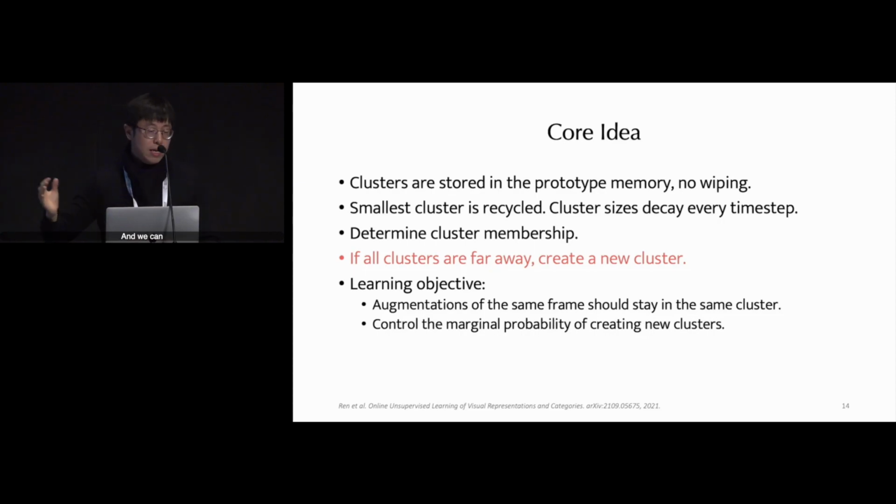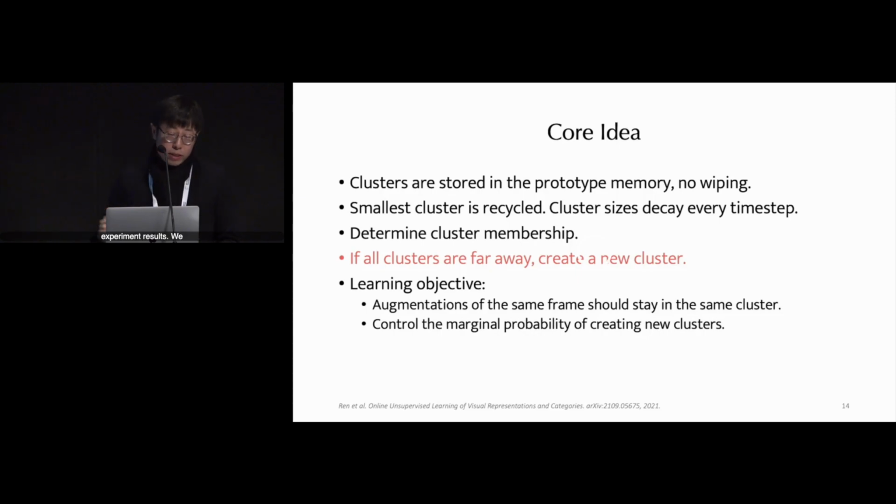And we can run EM to determine the cluster membership. And if all the clusters are far away from the current input, we're simply going to create a new cluster. So all of these are automatic without relying on any external labels. And the learning objective is really inspired by self-supervised learning, where we create augmentations of the same input image frame, and we say that the augmentations of the same frame should really stay in the same cluster. And we control the marginal probability of creating new clusters to prevent everything belonging to one cluster, or creating a new cluster for each frame.